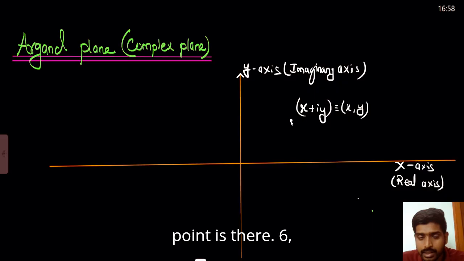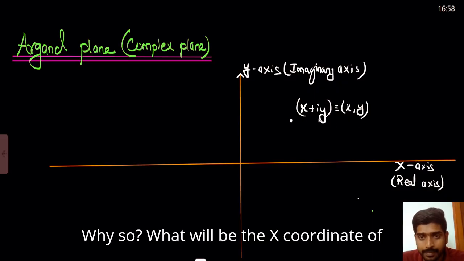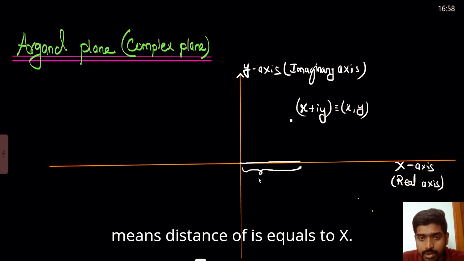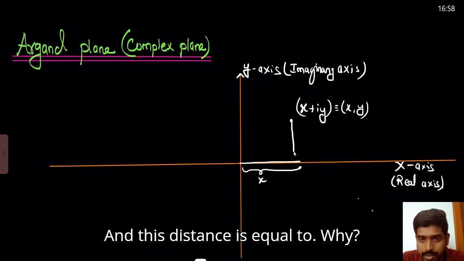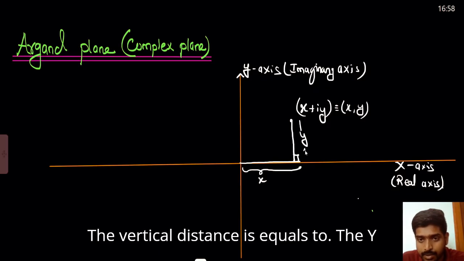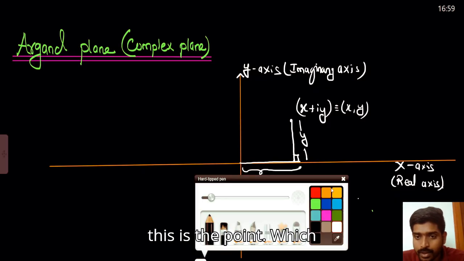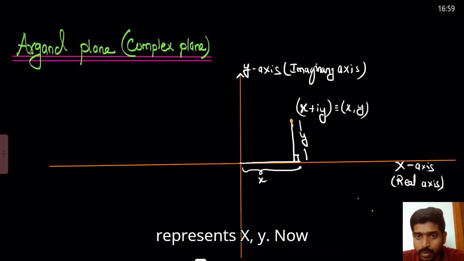Suppose any point is there, x comma y. So what will be the x coordinate of this point? The x coordinate of this point is this distance, which is equal to x, and this distance is equal to y. The vertical distance is equal to the y coordinate of the point. So this is the point which represents x comma y.